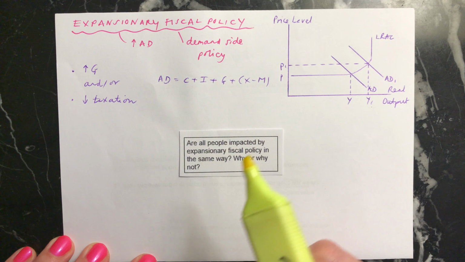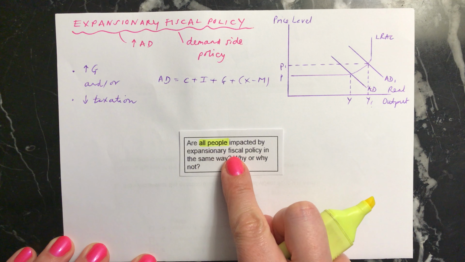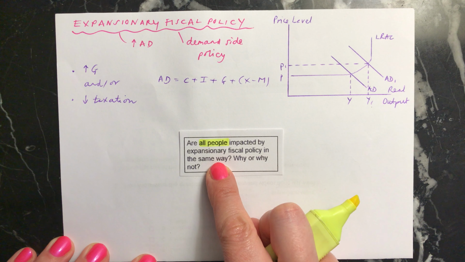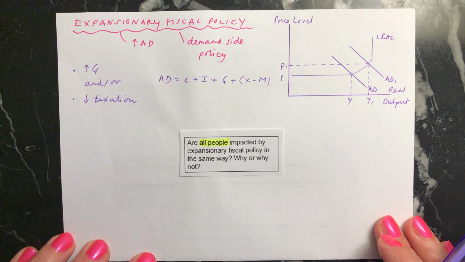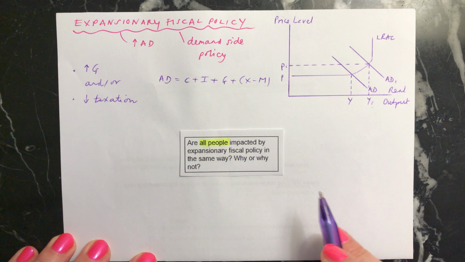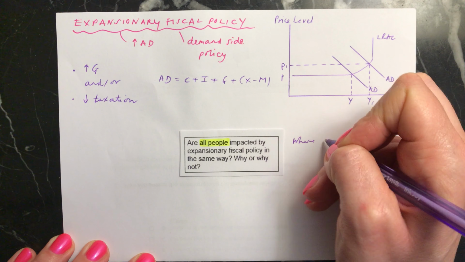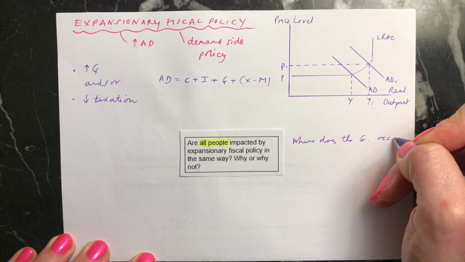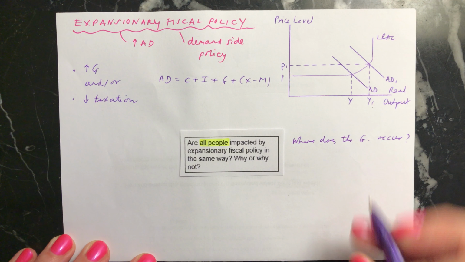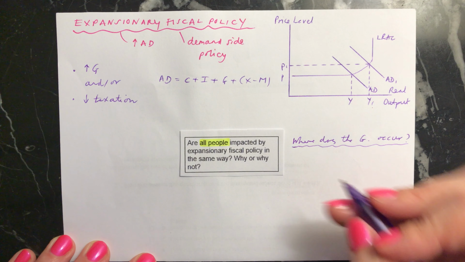This point is about, are all people impacted by expansionary fiscal policy in the same way? Why or why not? So this again would be evaluation if you were answering a longer question on this. And things that you need to consider here are, where does the government spending occur? That would be the first question. What does the government choose to spend their money on?